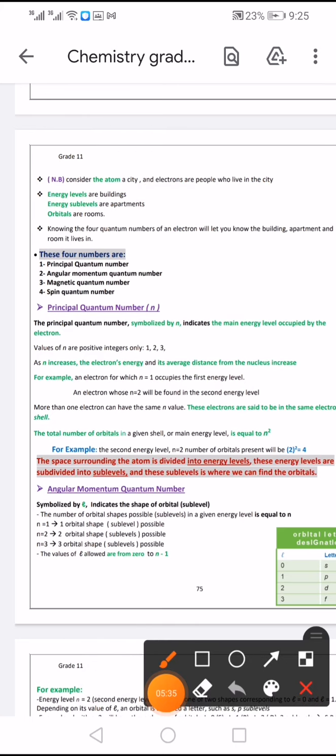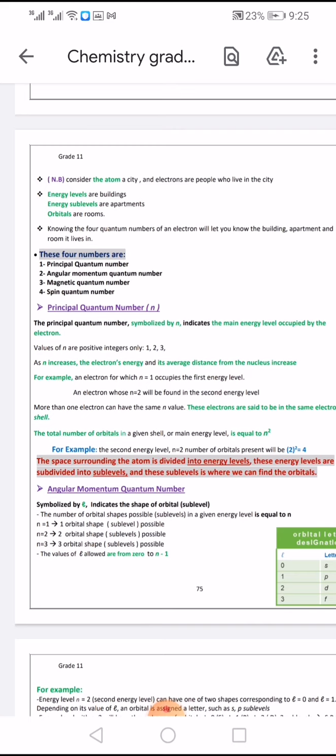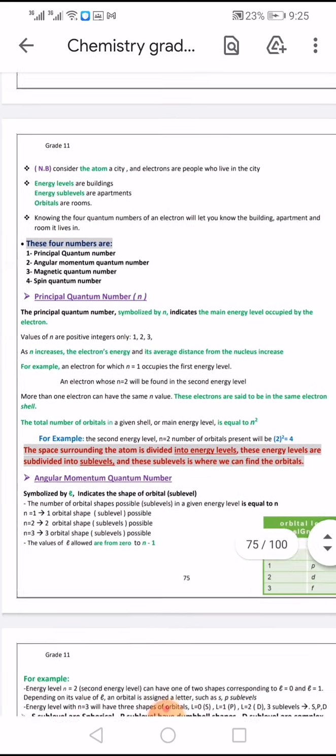For example, an electron for which n equals 1 occupies the first energy level, and an electron whose n equals 2 will be found in the second energy level. More than one electron can have the same n value. These electrons are said to be in the same electron energy level. The total number of orbitals in a given shell or main energy level is equal to n squared.